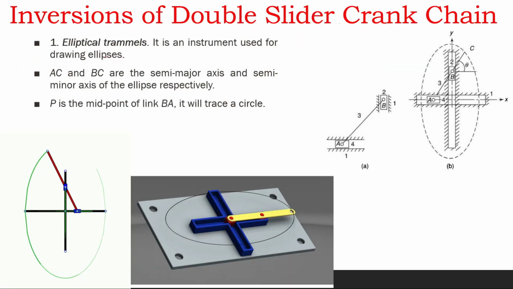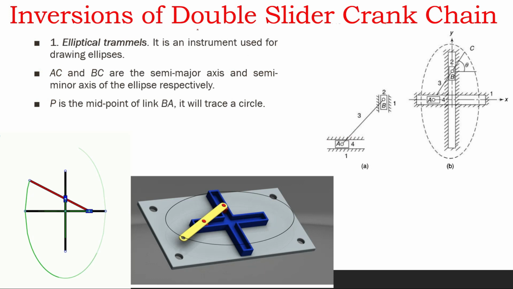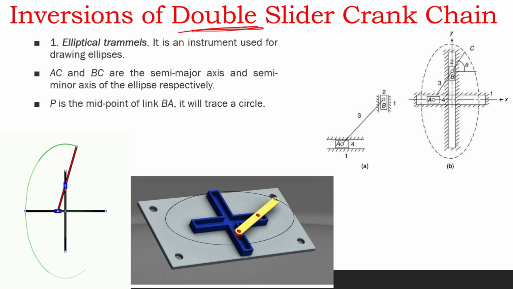Now inversion of double slider. Last time, what did we study? Inversion of slider crank, or single slider, it is also called single slider. But if I talk about this inversion of double slider, the first inversion is basically this is the double slider. So in this, the first inversion is the elliptical trammel. Basically it is an instrument used for drawing an ellipse.